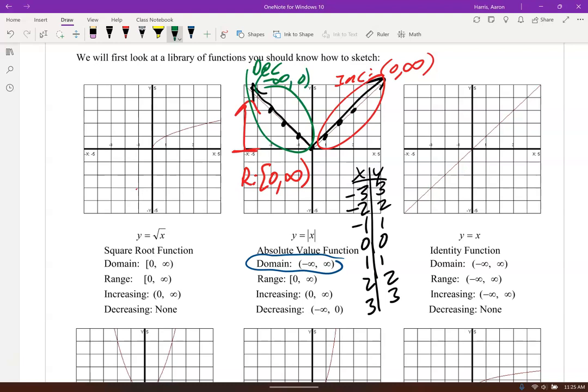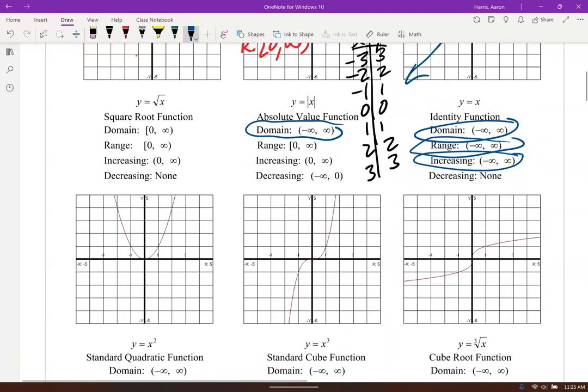The identity function, that's just y equals x, right? So we've got the line y equals x. Again, the domain, all real numbers, negative infinity, positive infinity, range low to high, all real numbers. It's increasing on its entire domain, right? It's going up and to the right, and it's decreasing nowhere.